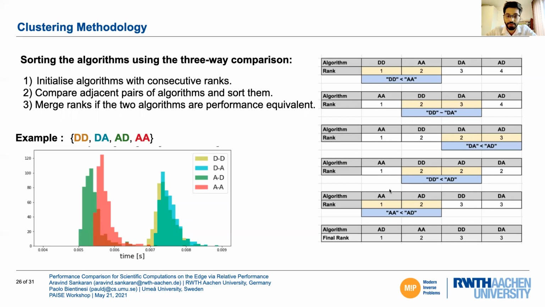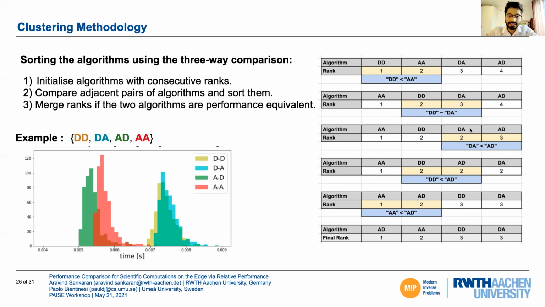So both have rank 2 now. And we repeat these rules for each step. Another thing you have to notice here is that these comparisons are not transitive. That is, in step 3, if DD is equivalent to DA and AD is better than DA, it does not necessarily imply AD is better than DD.